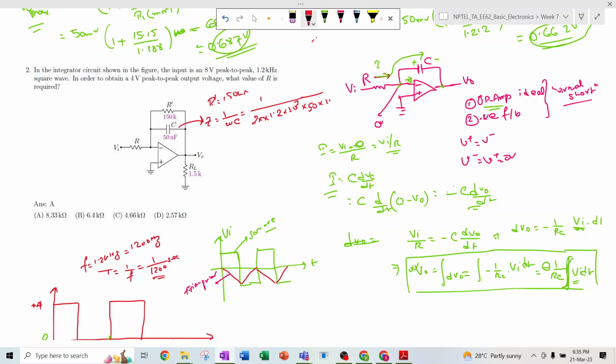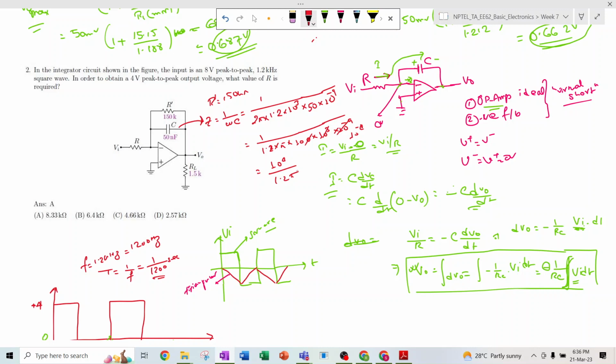So 50 into 10 to the power minus 9. Okay, so how much is it coming? So 1 divided by 50 into 2, that means 100. So 1.2 into pi into 100 into 10 to the power 3 into 10 to the power minus 9. This 3 cancels out, 3 and 2 5, so it means 10 to the power minus 4 on this side. So 10 to the power 4 divided by 1.2 pi.